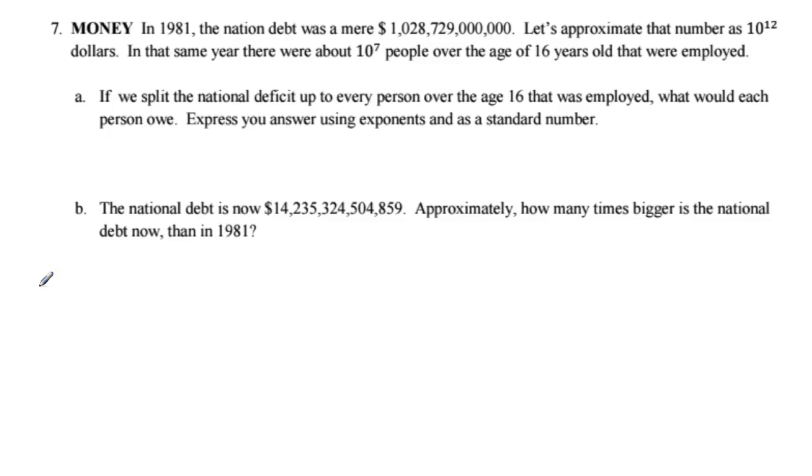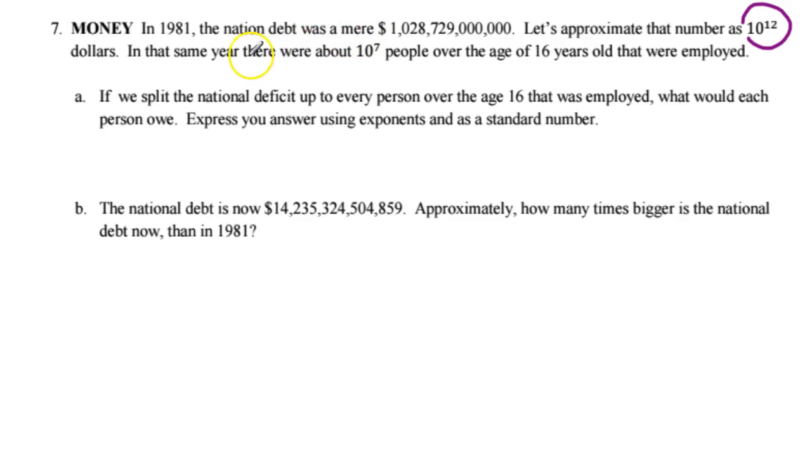All right, now we're talking about money. In 1981, no, I was not alive back then, the national debt was a mere $1,028,729,000. Let's approximate this as 10 to the 12th power dollars. So why can we do that? Well, if I round it and make these zeros, there's 12 zeros, so that's how you get 10 to the 12th power.